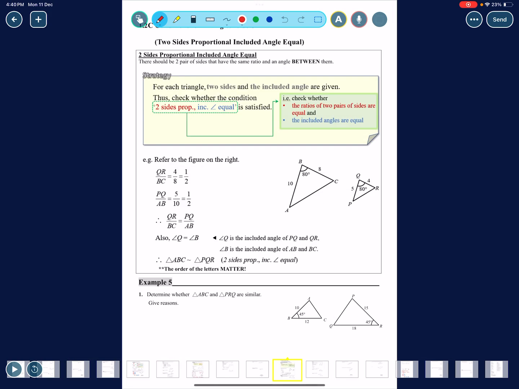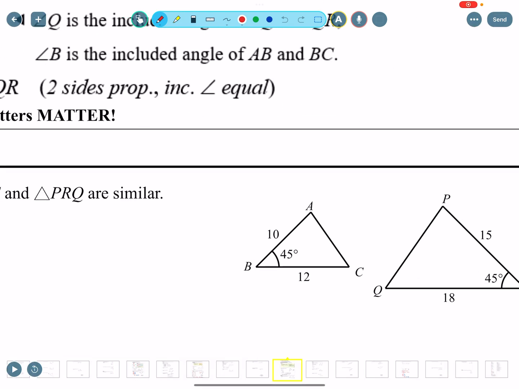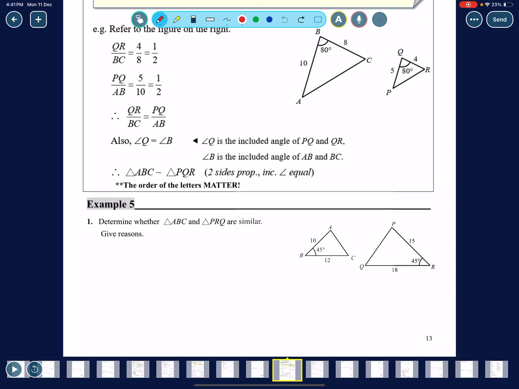Okay, the last rule over here. Basically, this is similar to 3 sides proportional, but instead of 3 sides, we have 2 sides. Now, the 2 sides have to be between the angle. That's the most important thing. If the angle's over here, this is not going to work, okay? The angle must be between the 2 sides. That's why it's called included angle equal. Included angle means between the 2 sides.